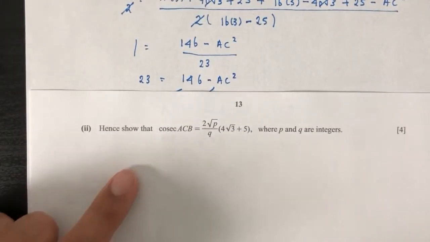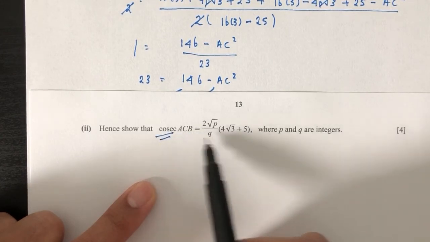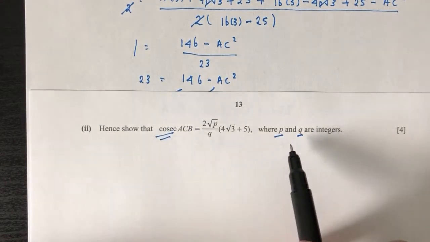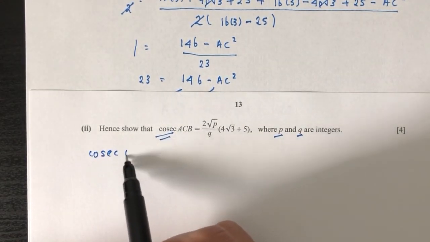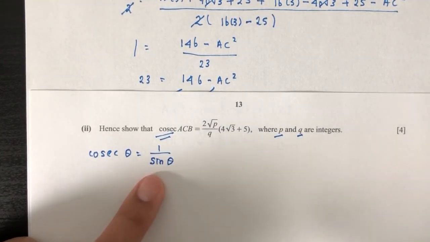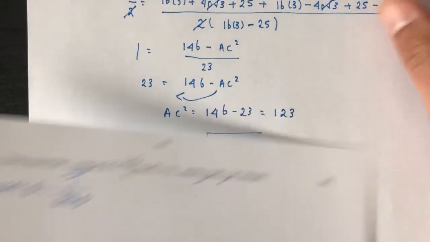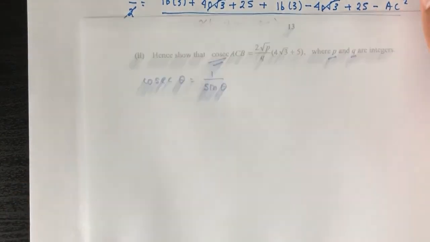So now moving on to part 2. Hence show that cosec of ACB equals this, where p and q are integers. So what is cosec? As we know, cosec of an angle theta is equal to 1 over sine theta. I hope you know this. So let's use that and go back and see what we can do. So the angle is angle ACB. So where's ACB?